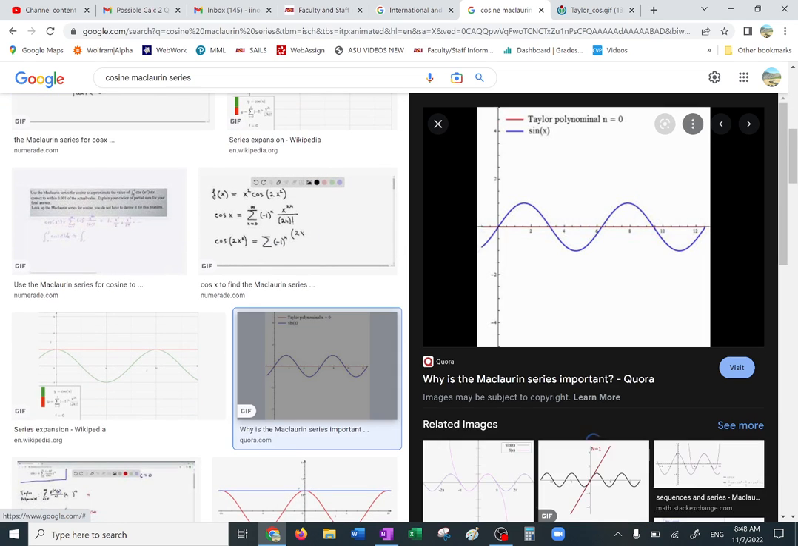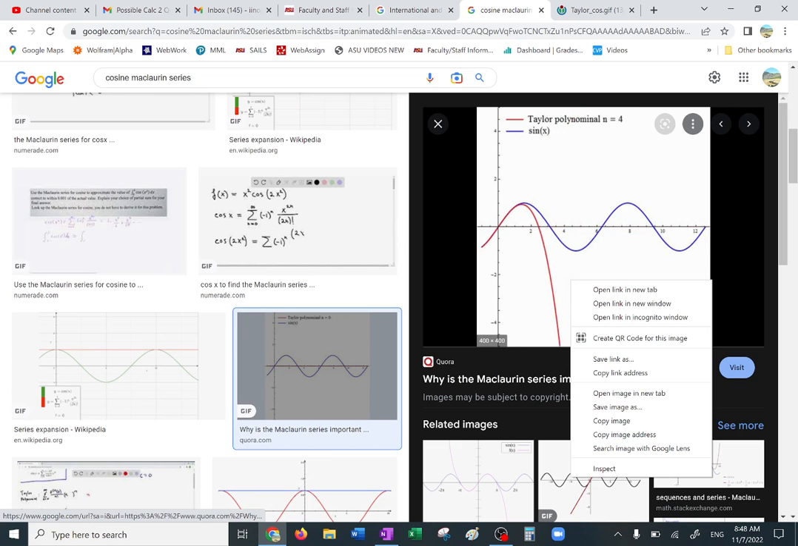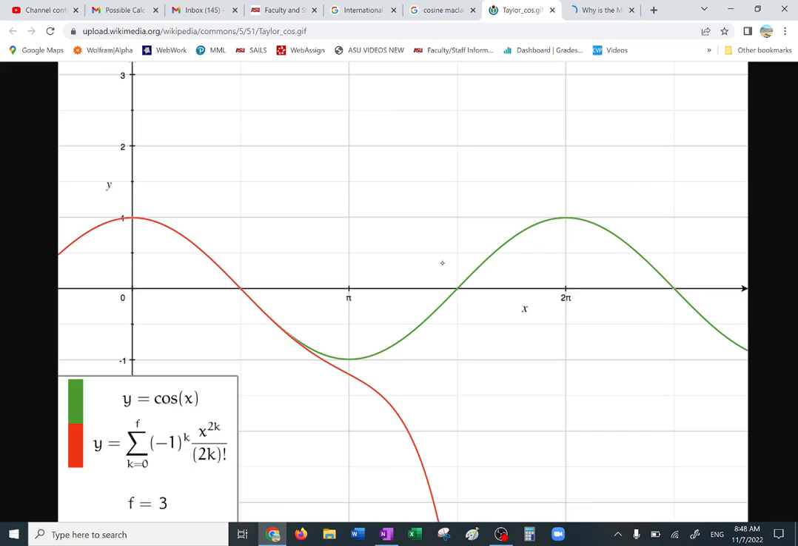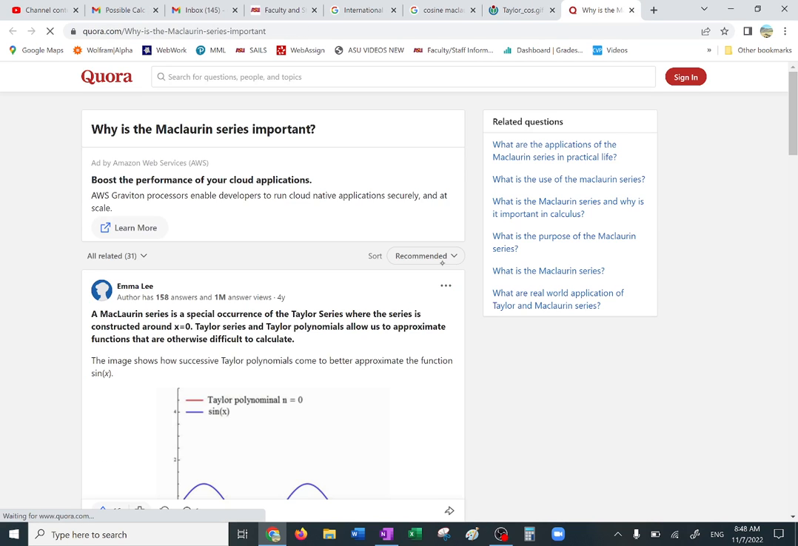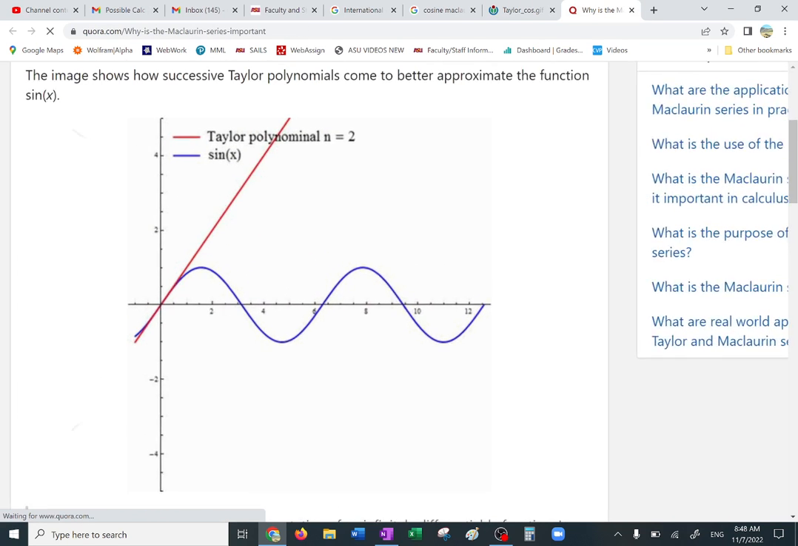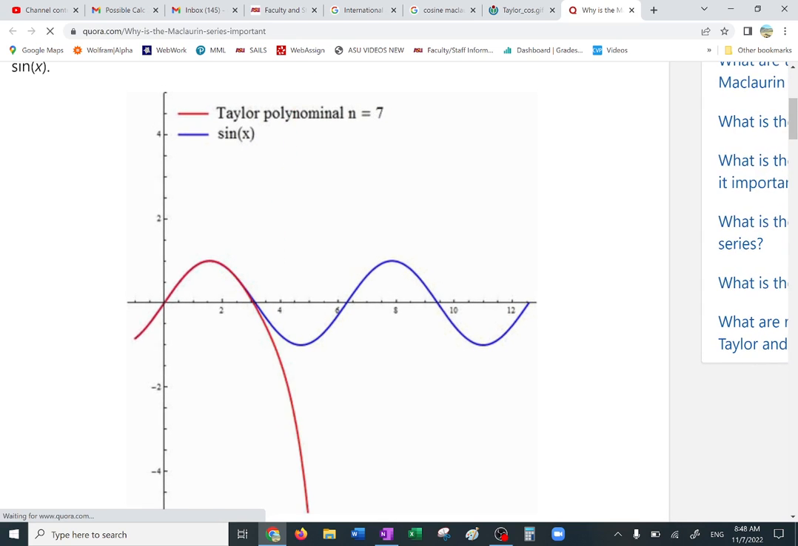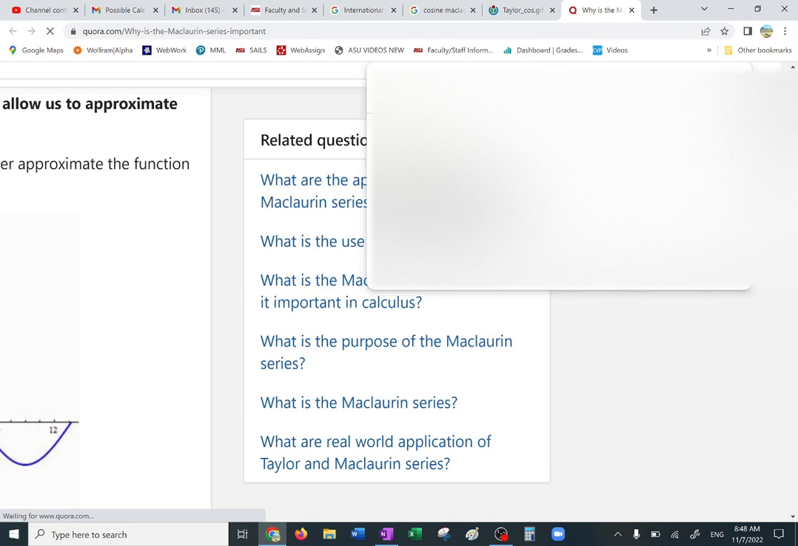Let me see if this one is also working. That's sine. Oh, fine, that doesn't work. Oh, here it is. Taylor polynomial. That's the sine function. The more you add, the more wiggly it becomes.